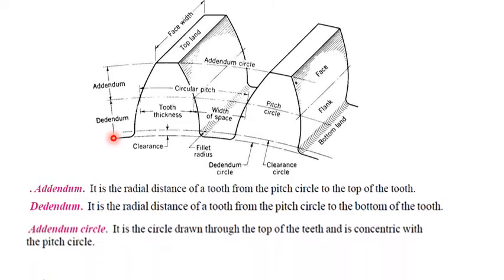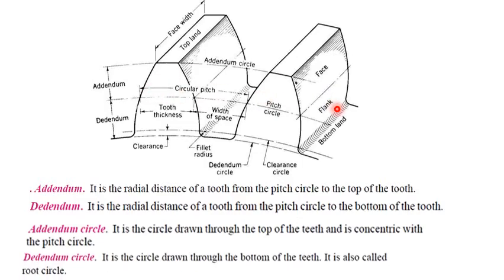Then addendum circle: the circle which is passing through the top of the teeth, and it is concentric with the pitch circle. See, this is called the addendum circle. Next, dedendum circle. It is the circle which is passing through the bottom of the teeth, and it is also called the root circle. Sometimes we call it the root circle.